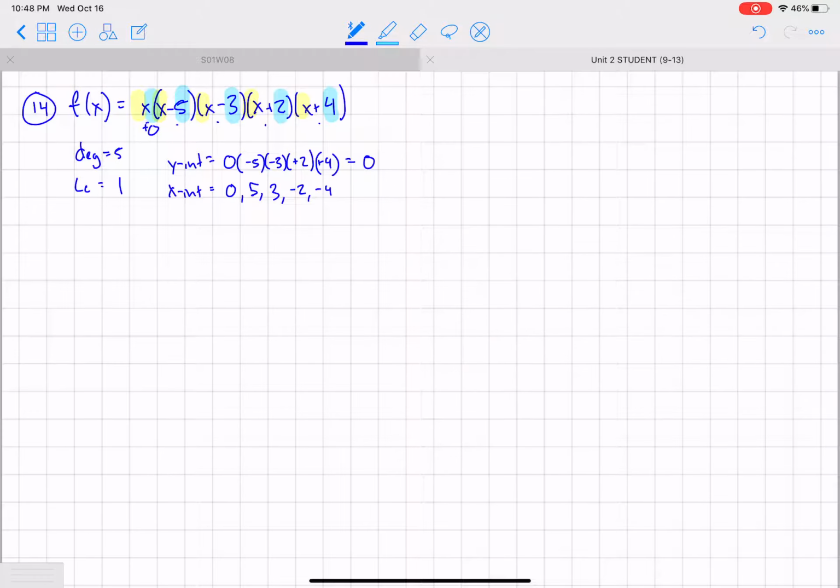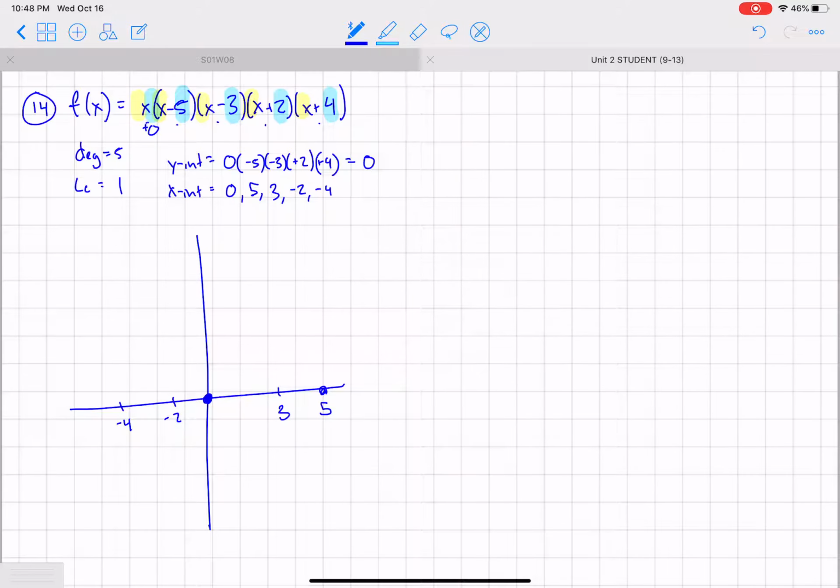So when we graph this, we need a y-intercept of 0. We also have an x-intercept of 0. And then we have one at 5, one at 3, one at -2, one at -4.